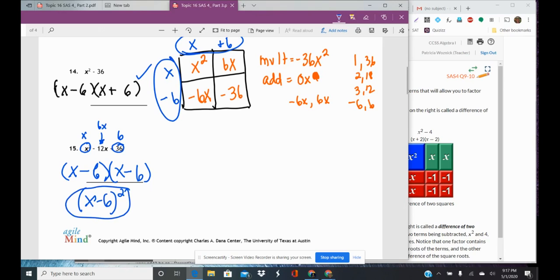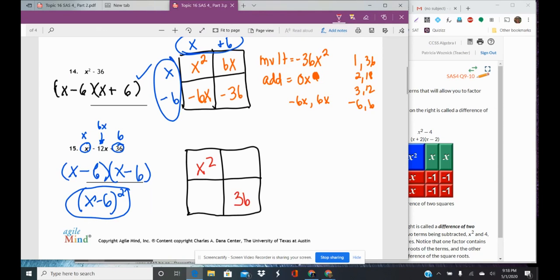There's my answer, but again, I'm going to go and do the box method really. Okay, so I'm going to just show you the box method again, just to show you can always use this box method. Let me put in my numbers that I know. I know that this is going to be x squared, and I know this is going to be positive 36. And I know that my two numbers need to multiply to be 36x squared, but they need to add up to be my middle term, which is negative 12x.